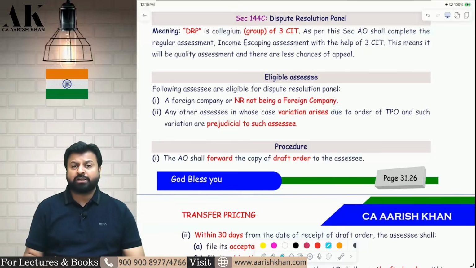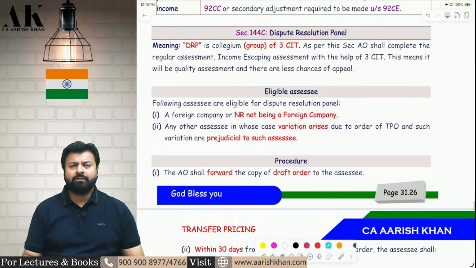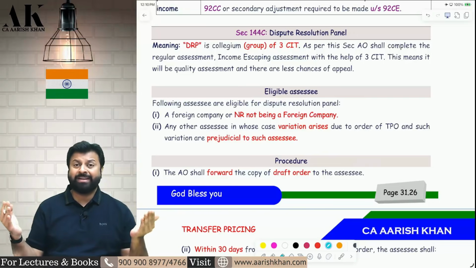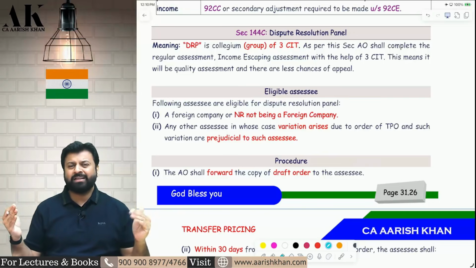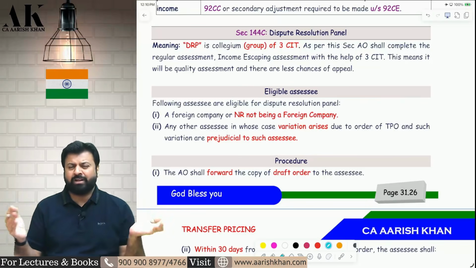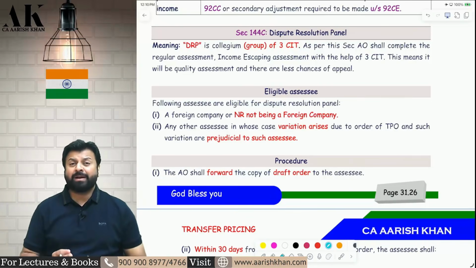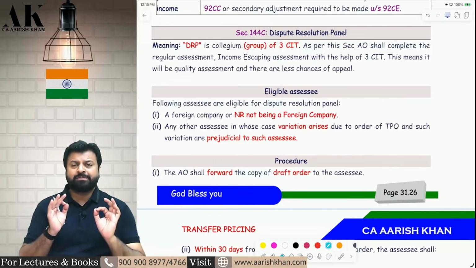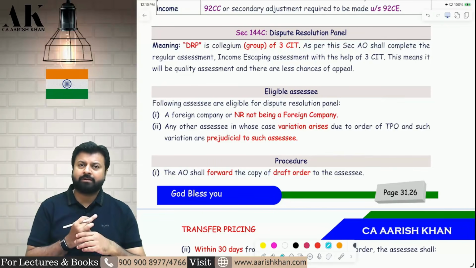Now coming to the dispute resolution panel, 144C. What is a dispute resolution panel, sir? First of all, don't get confused between the dispute resolution panel and the dispute resolution committee. The dispute resolution committee is to address issues with respect to penalties and prosecution, where they give you some immunity. But the dispute resolution panel is mainly for transfer pricing issues and for non-residents. Let's talk today about the dispute resolution panel.